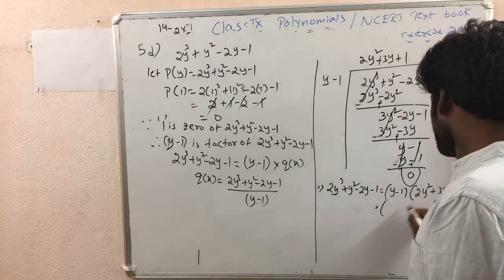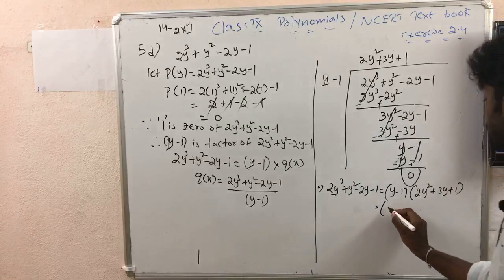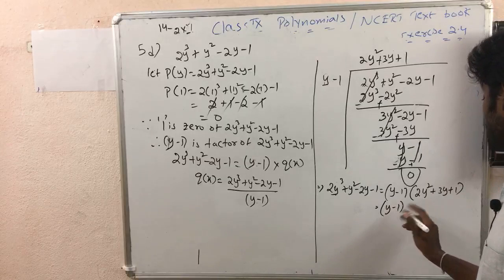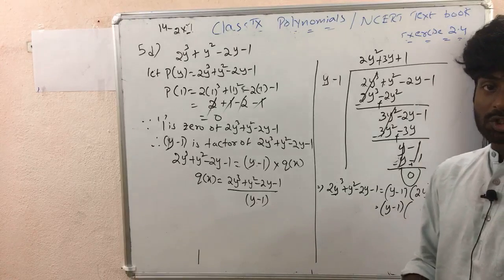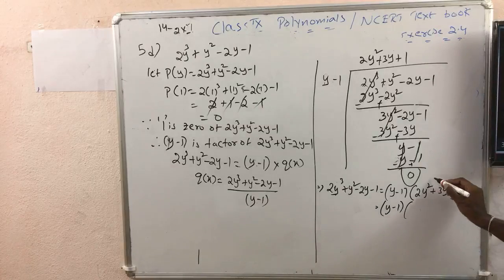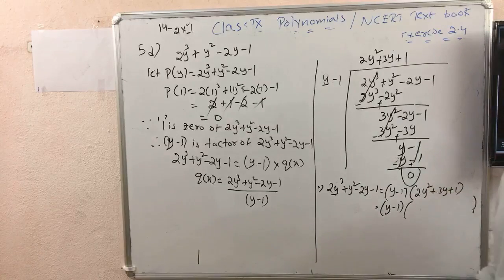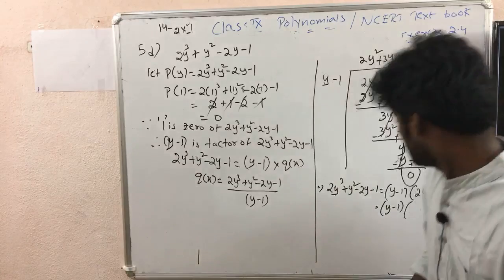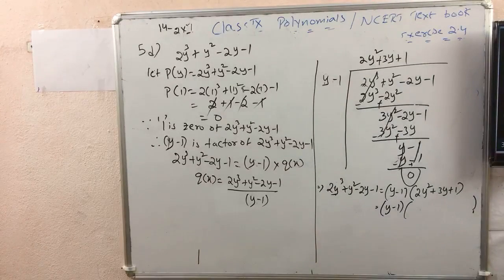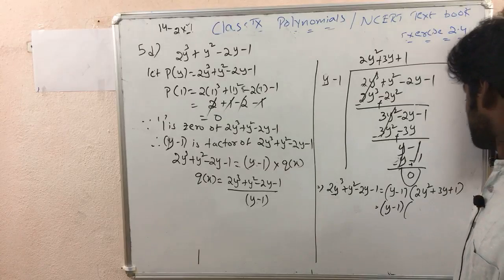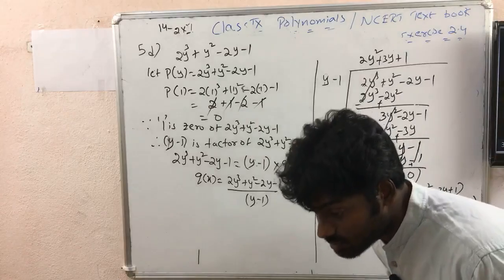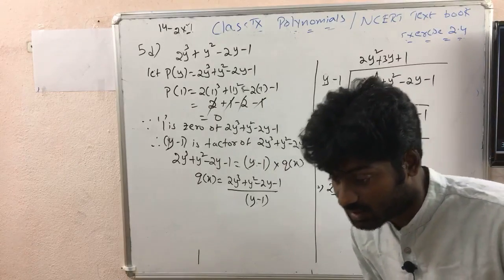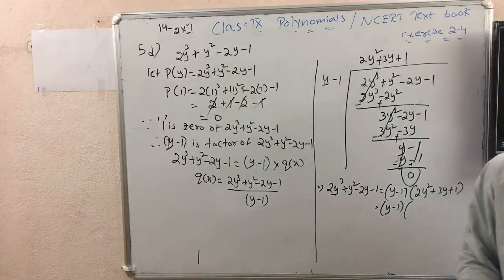Now split this quadratic expression and get the factors for me. All of you who are watching, split this quadratic polynomial and get the factors for me. Shivam has already done it. So you get y plus 1 and 2y plus 1. Yes, Shivam, you are correct: y minus 1 into y plus 1 into 2y plus 1.